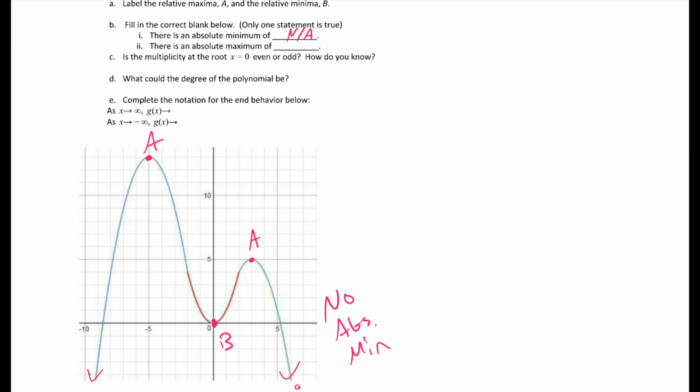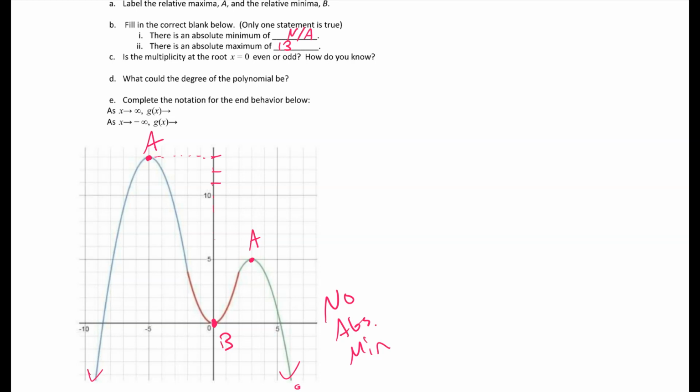But there is an absolute maximum, right? If I'm looking and I'm scanning up on my graph, there is a highest point that I reach. And it's that A right there, right? Because this A is a lot smaller, but this is the highest point on my graph. And that occurs at a y value of 11, 12, 13. So notice when I list the maximum, I only talked about the y value there.